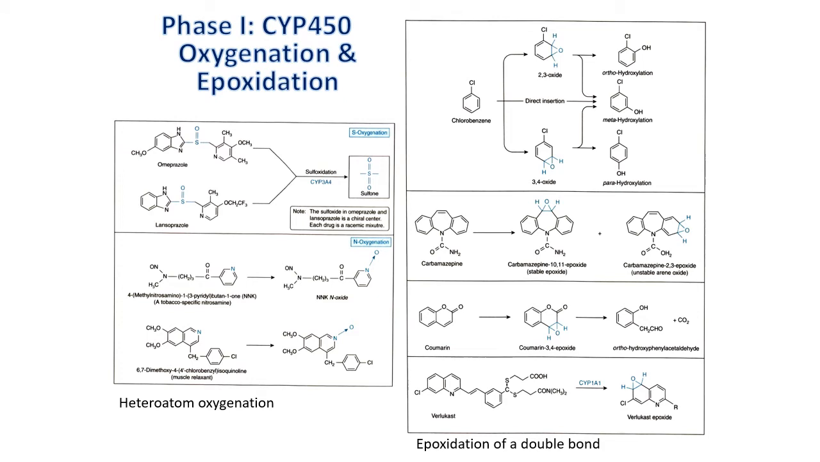Okay, cytochrome P450, oxygenation and epoxidation. Prilosec or omeprazole: the sulfoxide is converted into the sulfone. That's a little confusing, but you're adding the oxygen. Lansoprazole, which is Prevacid, is also having an extra oxygen added to the sulfur group, and that's considered a sulfone. Those are just a couple of examples.